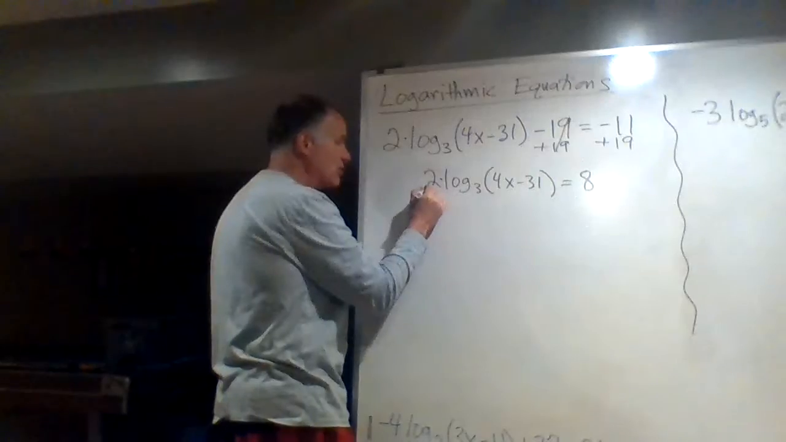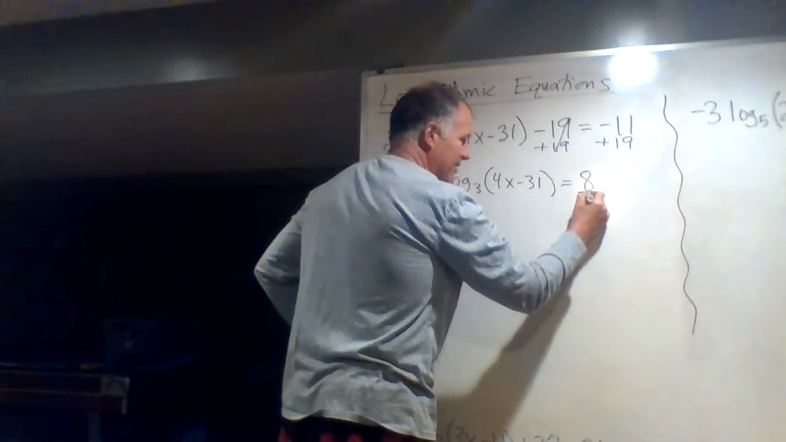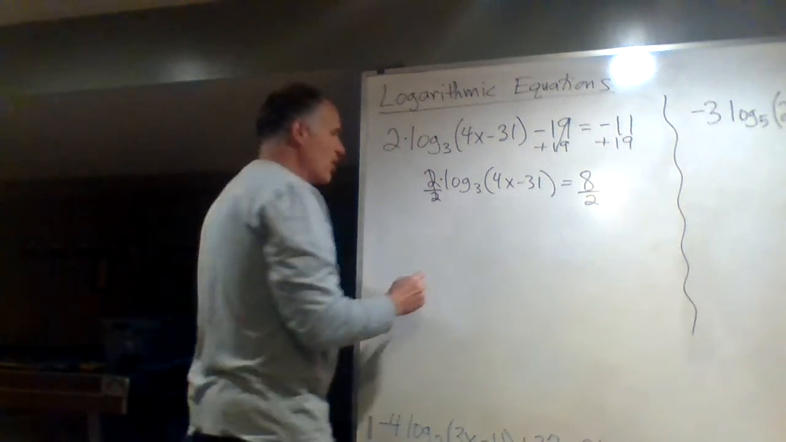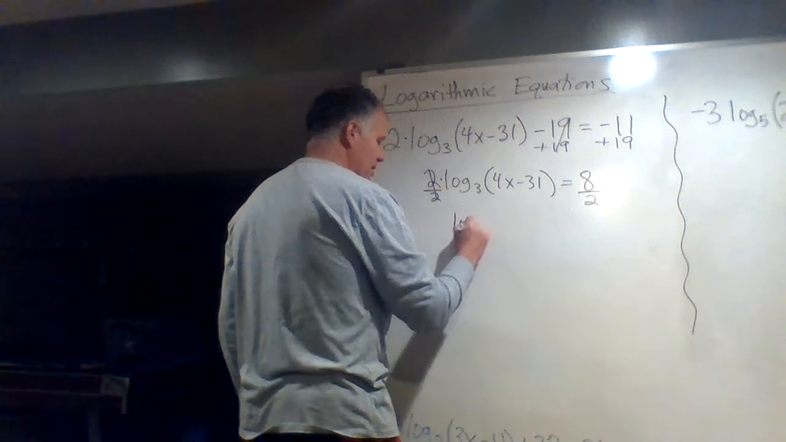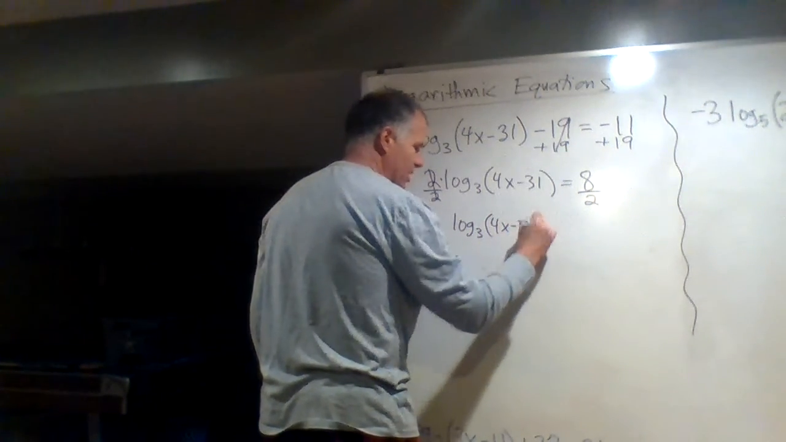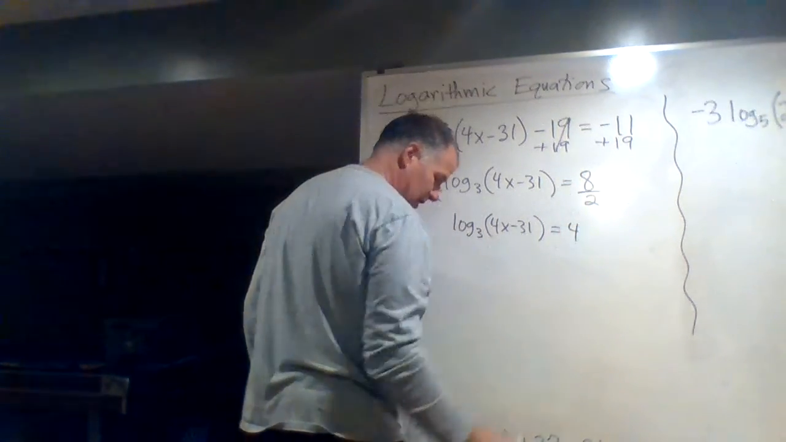So I've got to get rid of that 2. That 2 is multiply, so I'm going to divide by 2. So now I've got log 3 of the 4x minus 31. 8 divided by 2 is obviously 4.